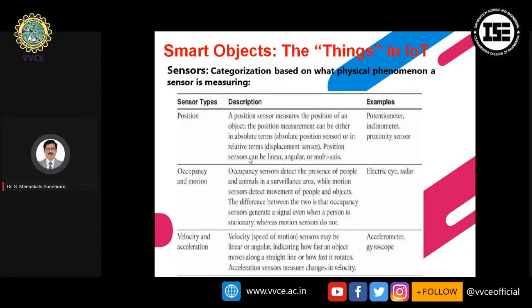Similarly, velocity and acceleration. So velocity is for identifying the speed of the motion. It may be linear or angular, indicating how fast an object moves, whether in a straight line, or how quickly it rotates. The acceleration sensors measure the changes in velocity, as we do in an accelerometer or a gyroscope.